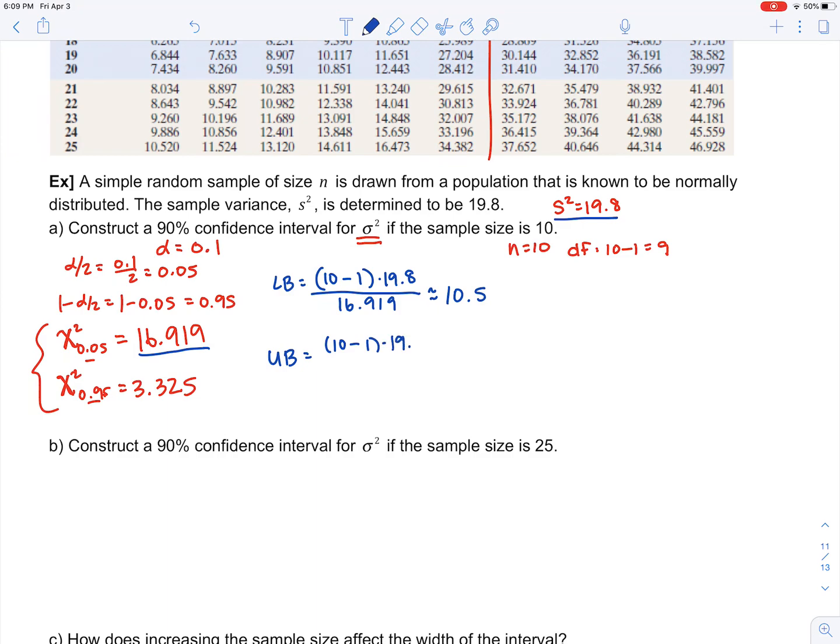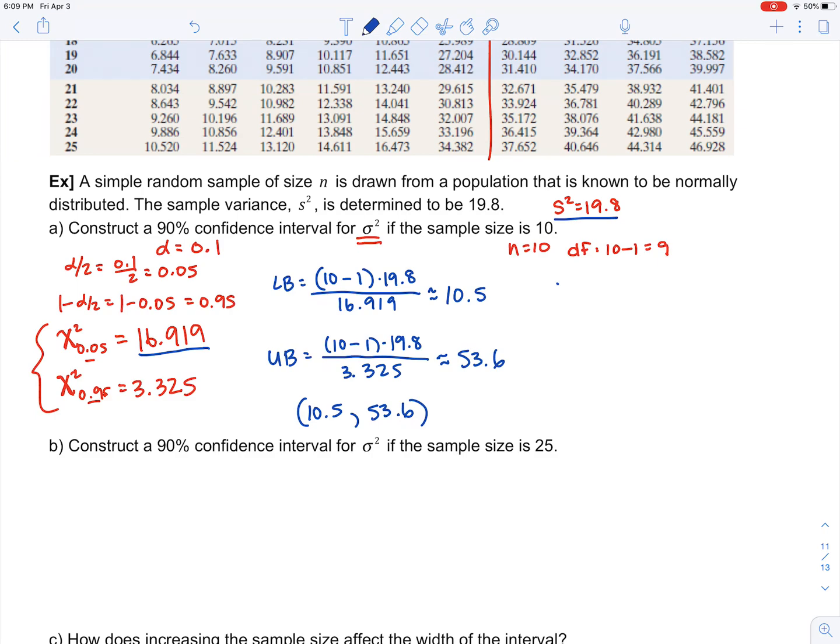For the upper bound, it's exactly the same except that the denominator is different. This time the denominator is the chi-square sub 1 minus alpha over 2, which was 3.325. So put that in the calculator as well. Divide by 3.325. So I'm getting 53.6 approximately. So here is the confidence interval, 10.5, 53.6.